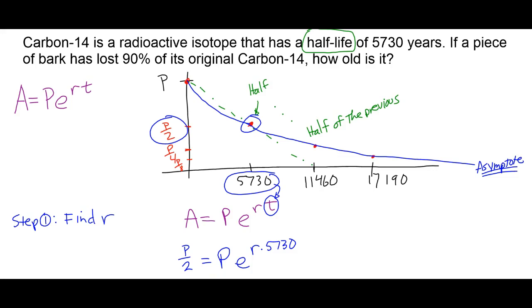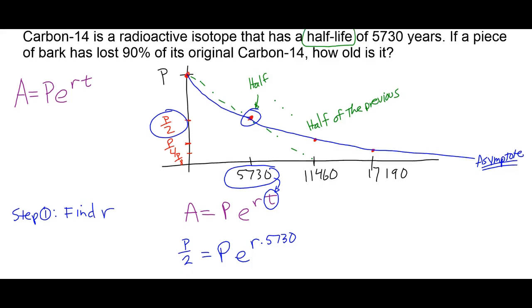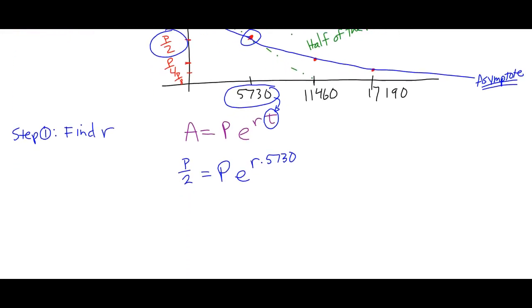I mean, if you have a good big picture understanding of the structure of algebra, you're looking at this equation and you're saying, but there's two variables in there. I have R and I also have P. How can I possibly solve an equation that has more than one variable? Well, the good news is our very first step is to divide by P. And it cancels out on both sides. You have P over 2 divided by P is just 1/2 equals e to the 5,730R.